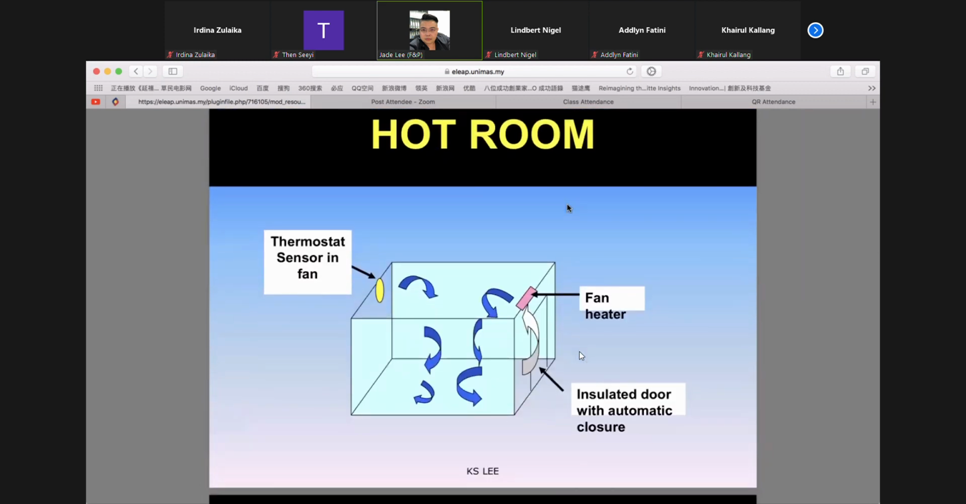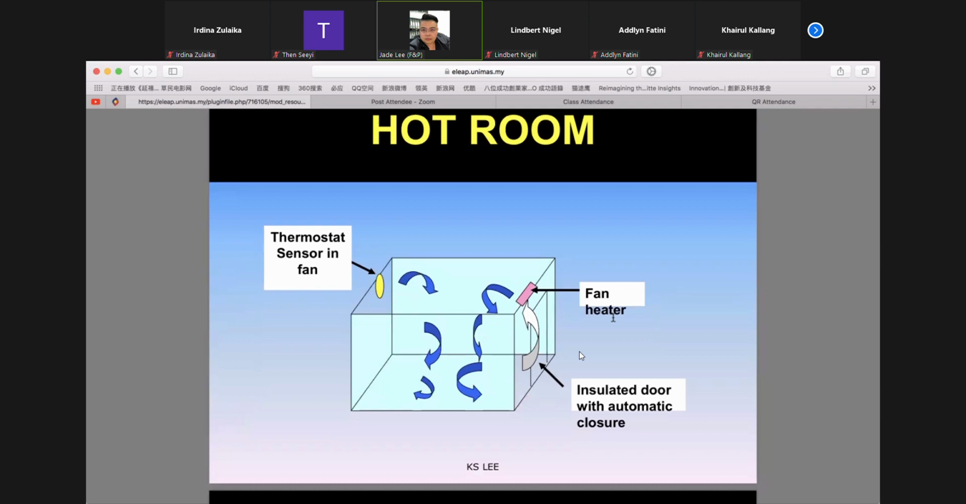This is an example of a hot room that has the thermostat sensor in the fan, and also the fan heater that generates the heat, and also the insulated door with the automatic closure, so that the heat will not escape from the hot room, so that the temperature in the hot room can be kept consistent.